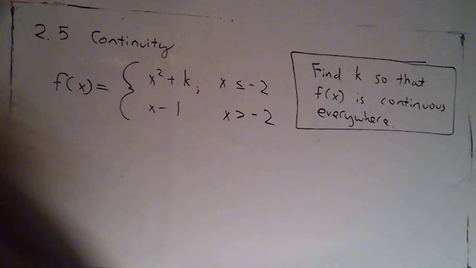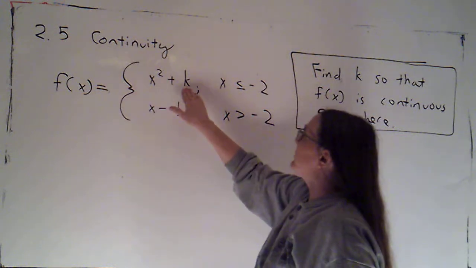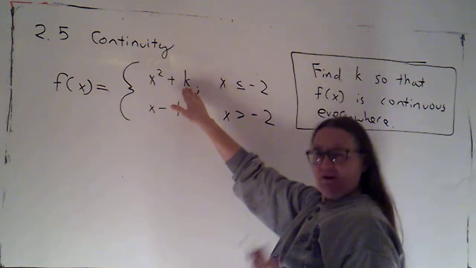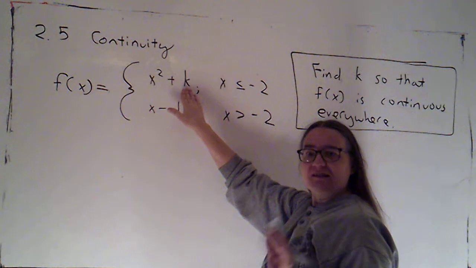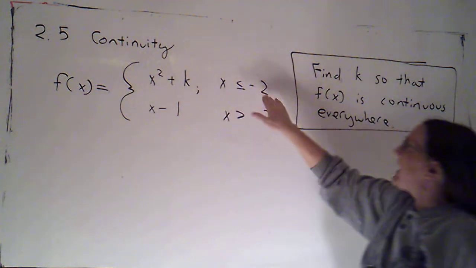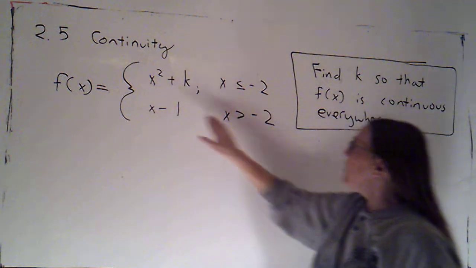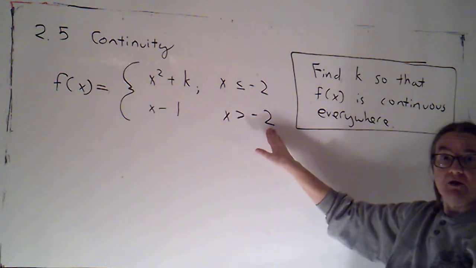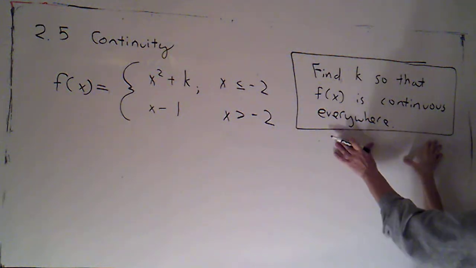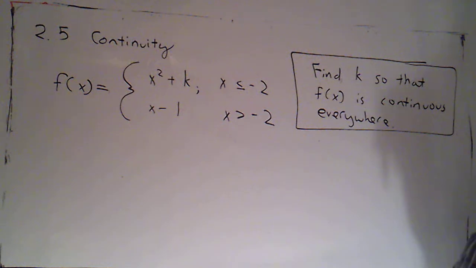I've got a piecewise function on the board. f of x is x squared plus k. k here is some unknown constant, and our task is going to be to find the right constant. We're given that formula if x is less than or equal to negative 2, and it's x minus 1 if x is bigger than negative 2. And our task is given to us in this box here. We're supposed to find a value of k so that f of x is continuous everywhere.